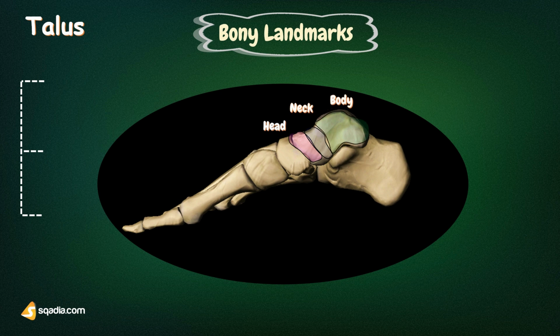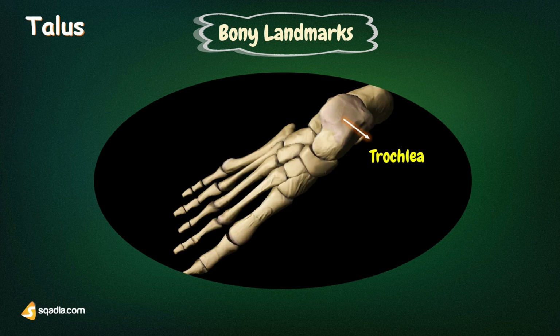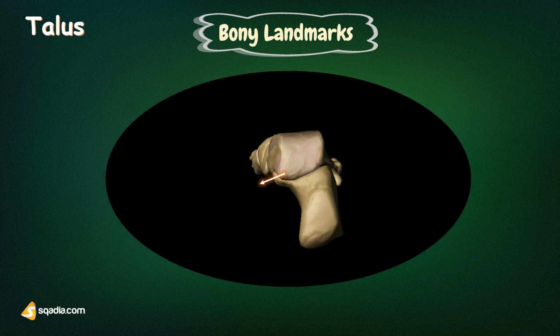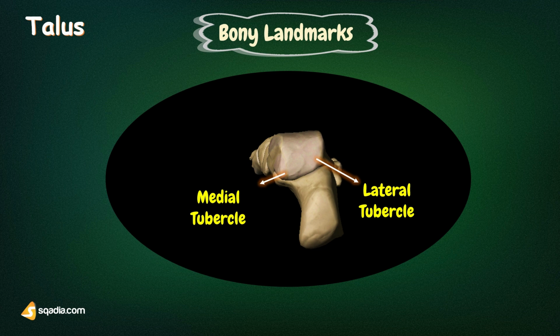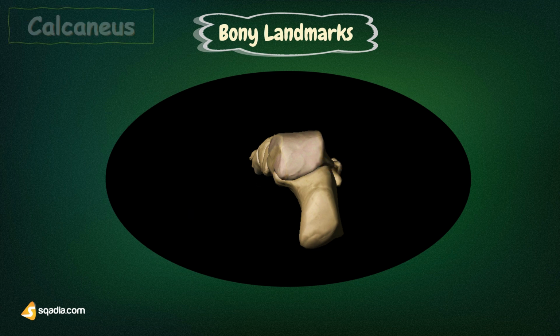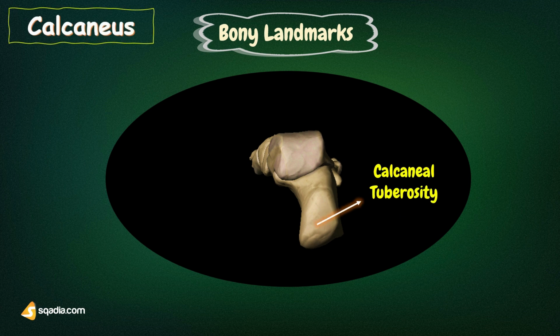If you look at it from this angle, you will be able to see the trochlea of the talus. The trochlea of the talus is a convex articular surface for articulation with the tibia and fibular bone. Two tubercles can be seen in the body area of the talus. This one is the medial tubercle of the talus, while this one is the lateral tubercle of the talus.